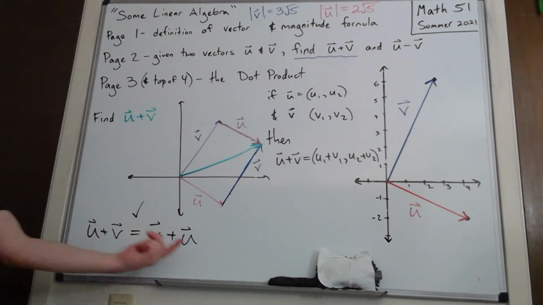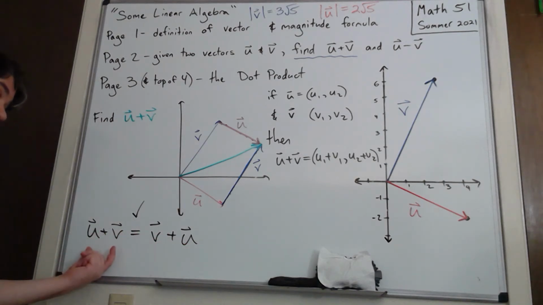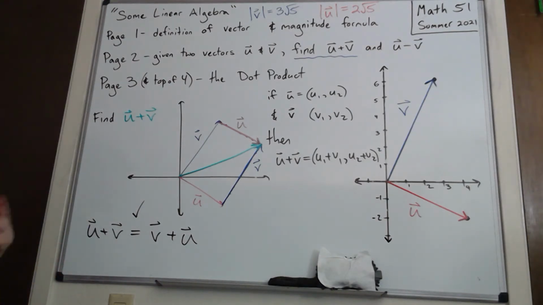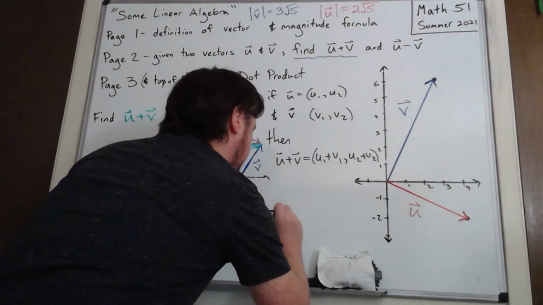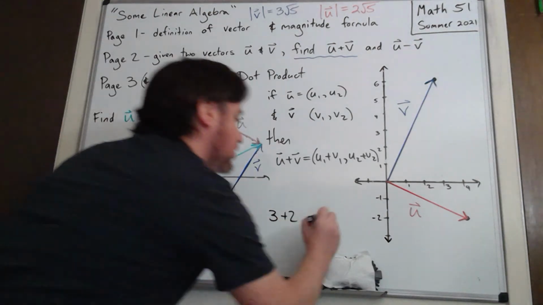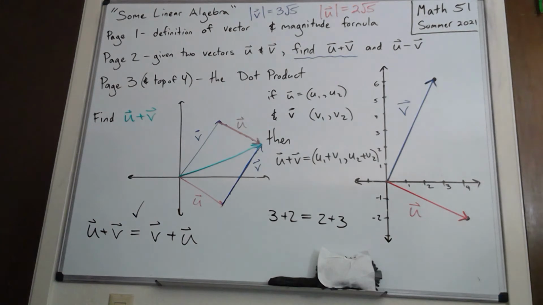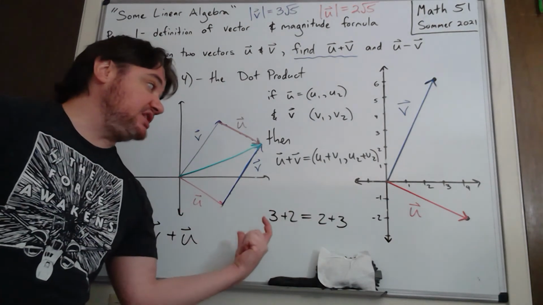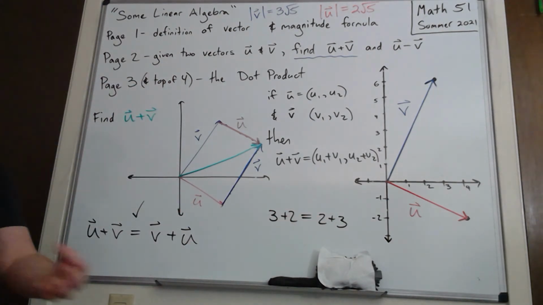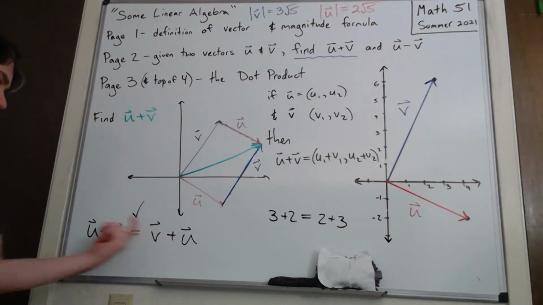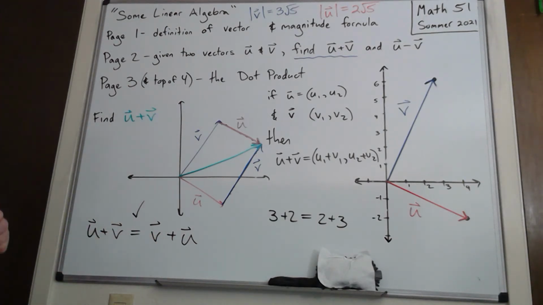Now, that property of addition has a name. That's called the commutative property of addition. And we already know that scalars, regular old numbers, commute, right? In other words, 3 plus 2 is 5. 2 plus 3 is 5. So those equal each other. So we know that for regular old numbers, or scalars we could call them, addition is commutative. And now we see that addition is also commutative for vectors.